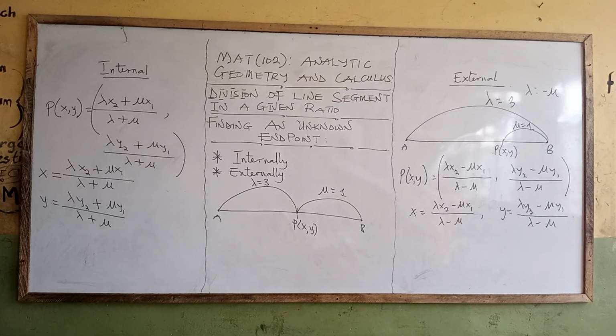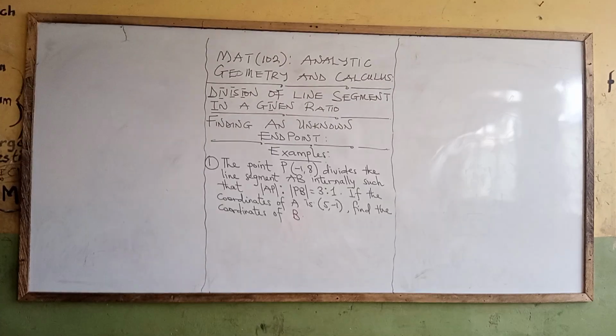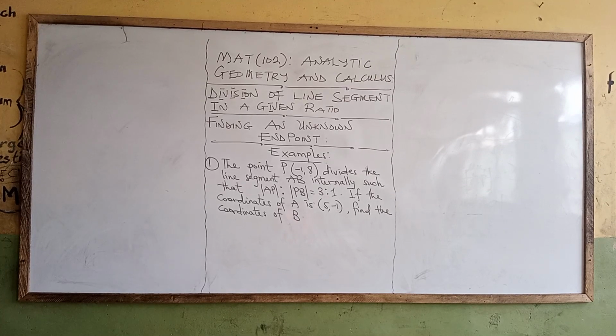All right, we proceed from here, then we build up. How best can we solve questions relating to finding an unknown endpoint? Now let's start with examples. The point P(-1, 8) divides the line segment AB internally such that the length of AP is to the length of PB as 3 is to 1. If the coordinates of A are (5, -1), find the coordinates of B.